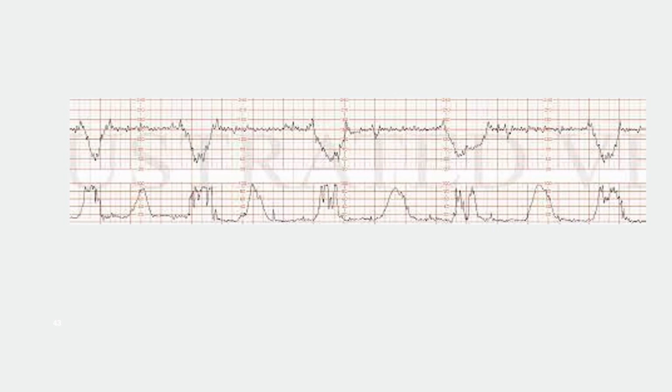Okay, what's happening here? Well, we have moderate variability, so we can see that. But we have some pretty significant decels, okay? But if you look at the contractions, the patient's pushing. They're pushing every other contraction.